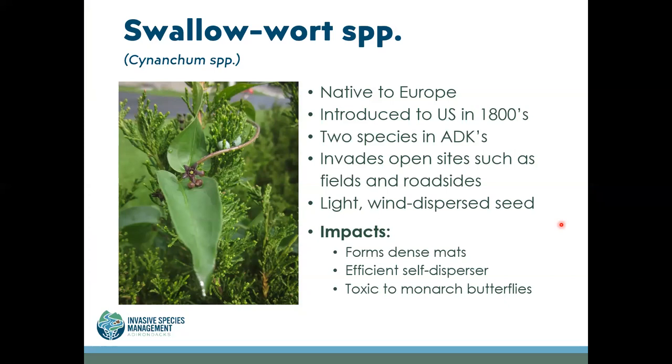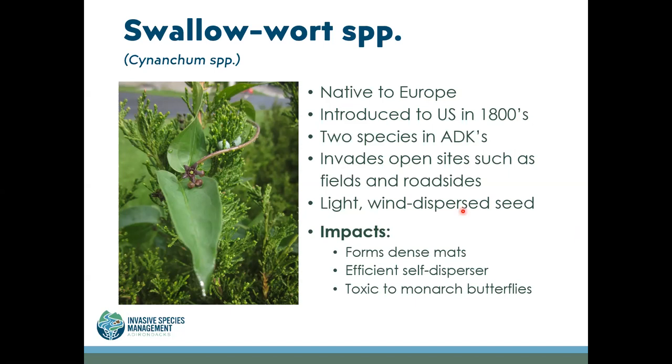The swallowworts are native to Europe, and they were introduced to the U.S. in the 1800s. There are two species present in the Adirondacks that we'll discuss, and those are black and pale swallowworts. These are sun-loving species, so you'll often find them in fields and along roadsides. They can tolerate some degree of shade, and we'll occasionally see them reaching into the forest understory.